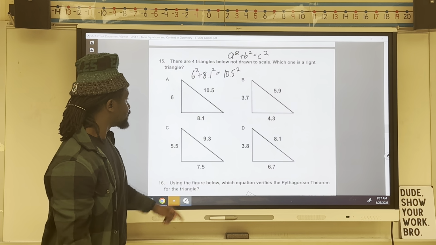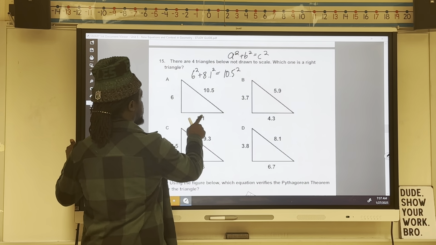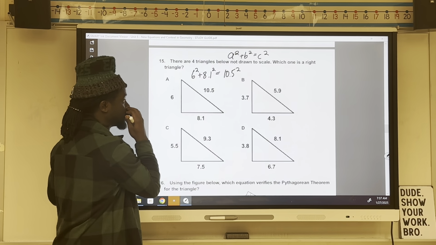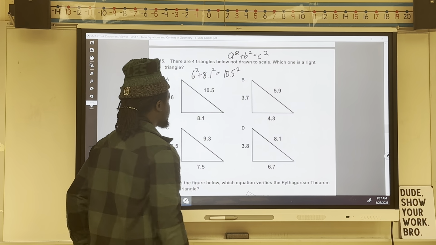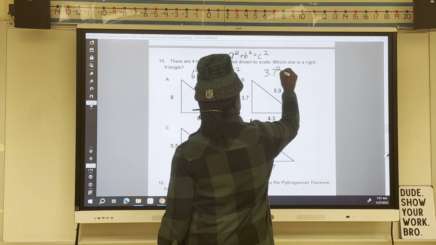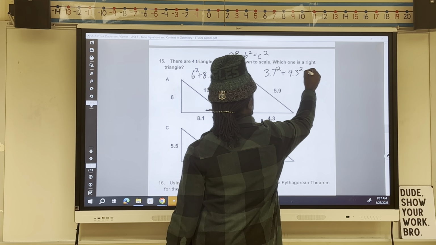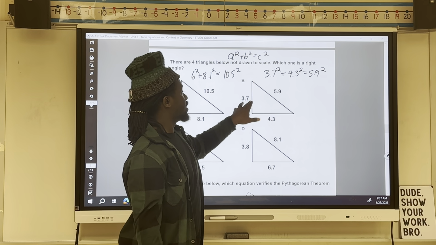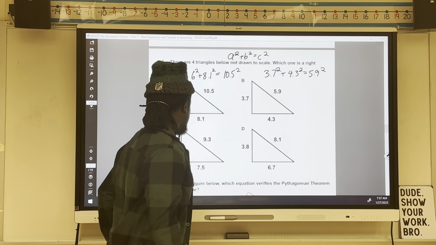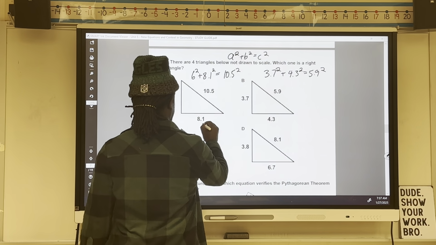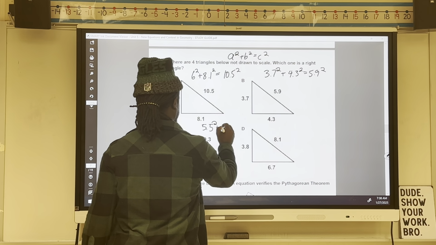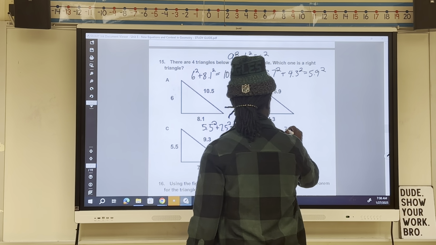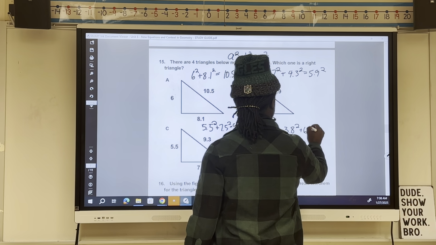Or I could do these two squared, find what that is, and then take the square root and see if that equals 10.5. So what I'm doing is checking each of these to see, when I take A and B and I square them, does it equal C squared? Once you do that, for the sake of time, I'll just show you how to set up each of them, and then I'll just give you what the answer is. Because I'm not going to do all of them.